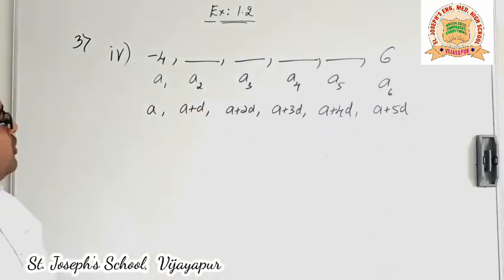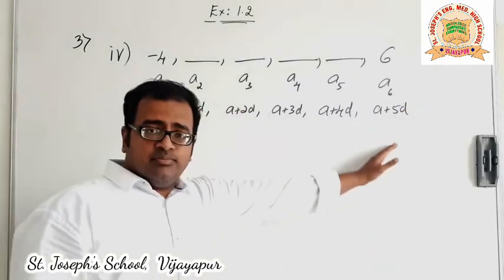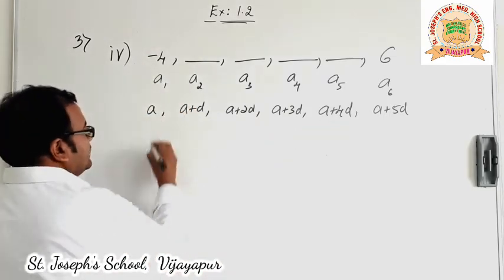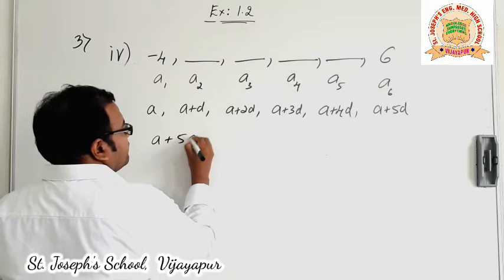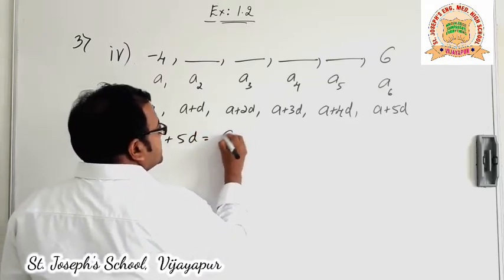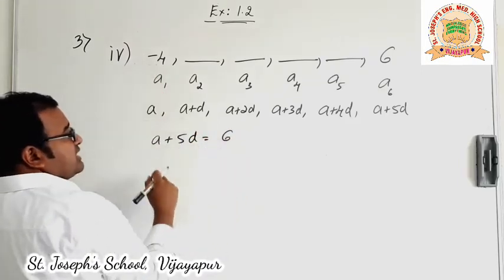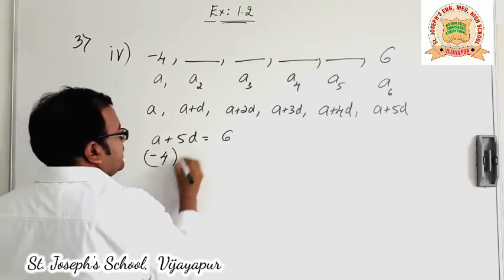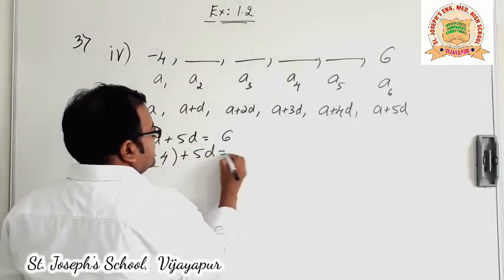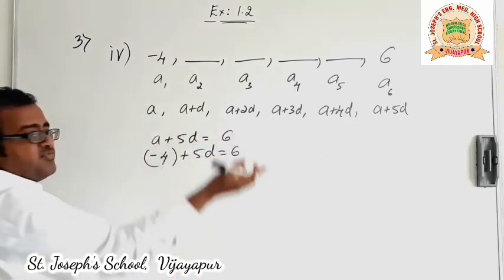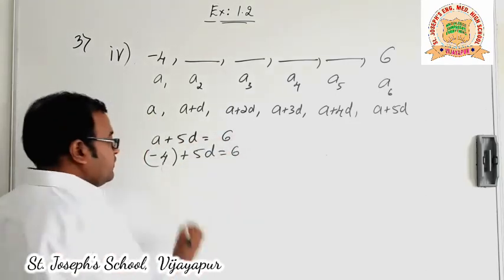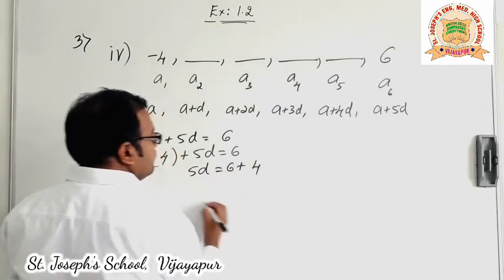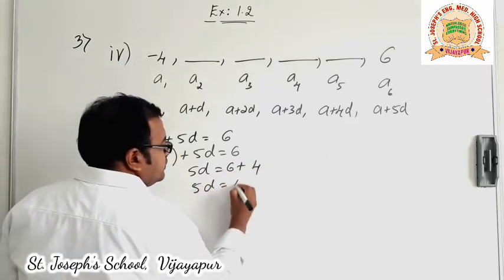What are the two things I know? I know the first term and the last term. This is comparatively easy, I said. So, we will take the last term, that is A plus 5D is equal to 6. And the A value is minus 4, substitute that. So, minus 4 plus 5D is equal to 6. Minus 4 goes to the other side, becomes plus 4. So, 5D is equal to 6 plus 4. 5D is equal to 10.